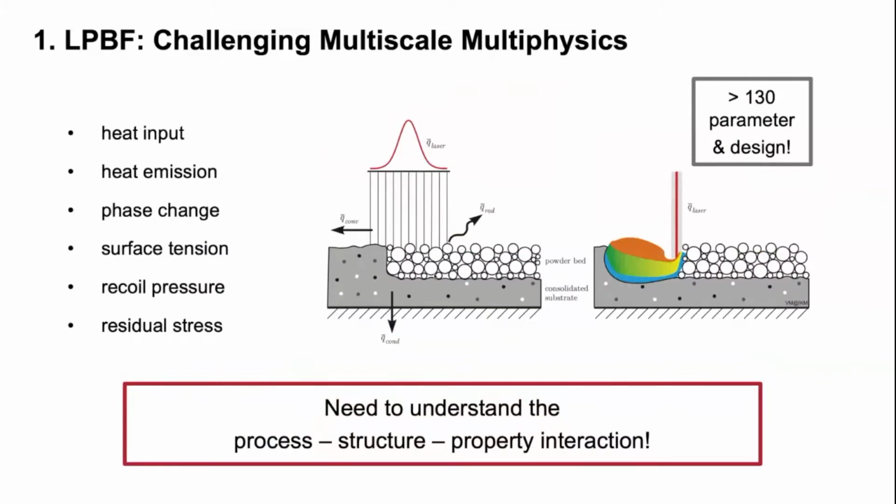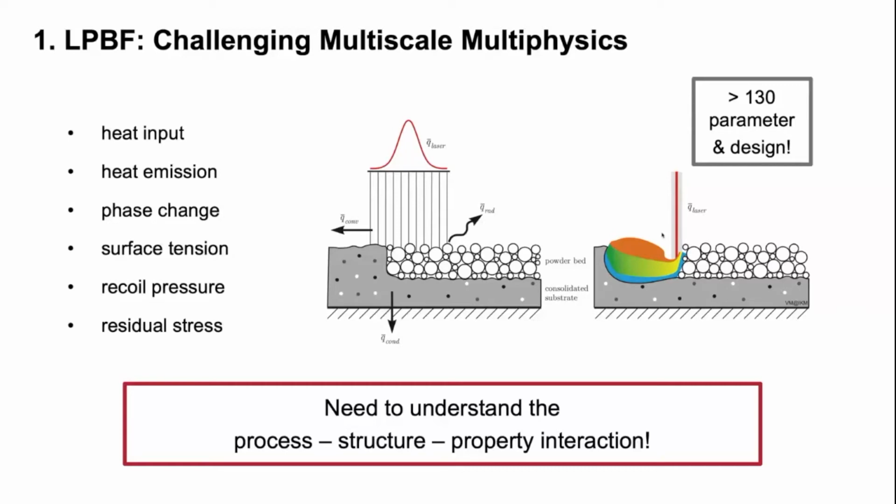The first thing which we can do in modeling and simulation is the modeling part. In this laser powder bed fusion process, we have the effects of heat input, heat emission to the surroundings, of phase change from powder to liquid, and then the solidification. We have surface tension in the melt pool. We have the recoil pressure, which is shown here. Evaporating metal might indent the melt pool, and we have residual stress formation.